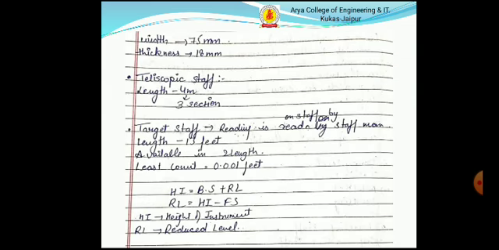Width 75 mm, thickness 18 mm. Telescopic staff is available in 4 meter length and has 3 sections. Target staff. The reading is read by the staffman. Length 13 feet, available in 2 lengths. Least count is 0.001 feet.